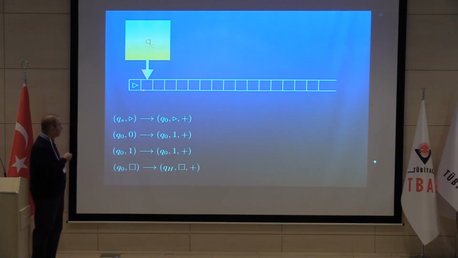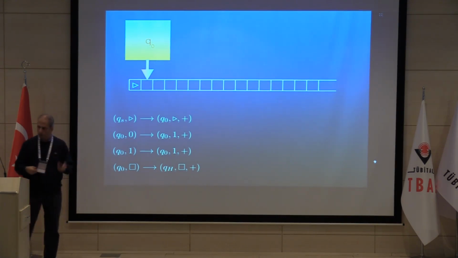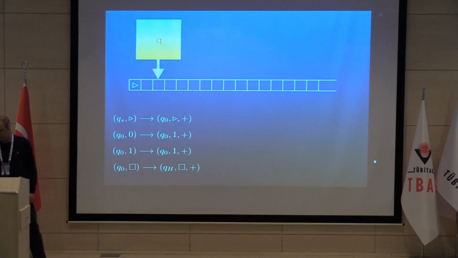I explained here. If you find a 0, we change it to 1. If you find 1, we change it to 1. And you go forward and forward and forward until you reach a blank cell. When you reach a blank cell, you stop. This is the working of this machine, which is very simple.